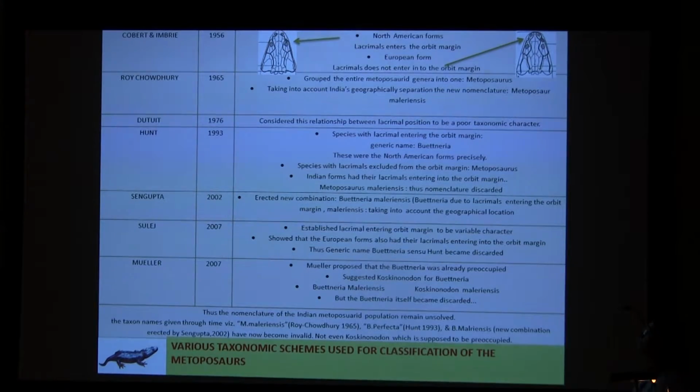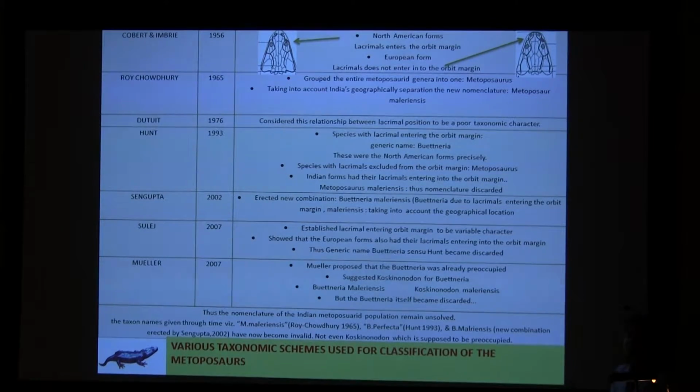Later, Sanjukta tried to erect a new combination, naming it Buettneria malariensis, taking into account the huge geographical isolation of the Indian Metoposaurids, much away from the main cluster. However, that name was in question also because Buettneria came to be a junior synonym, so the name should have been Coscinodon malariensis. However, later Coscinodon was suggested to be preoccupied.